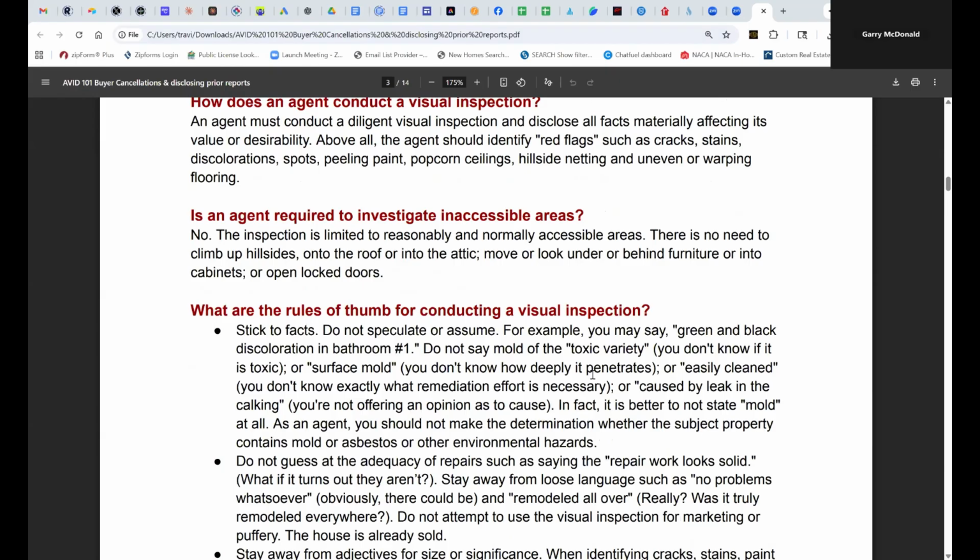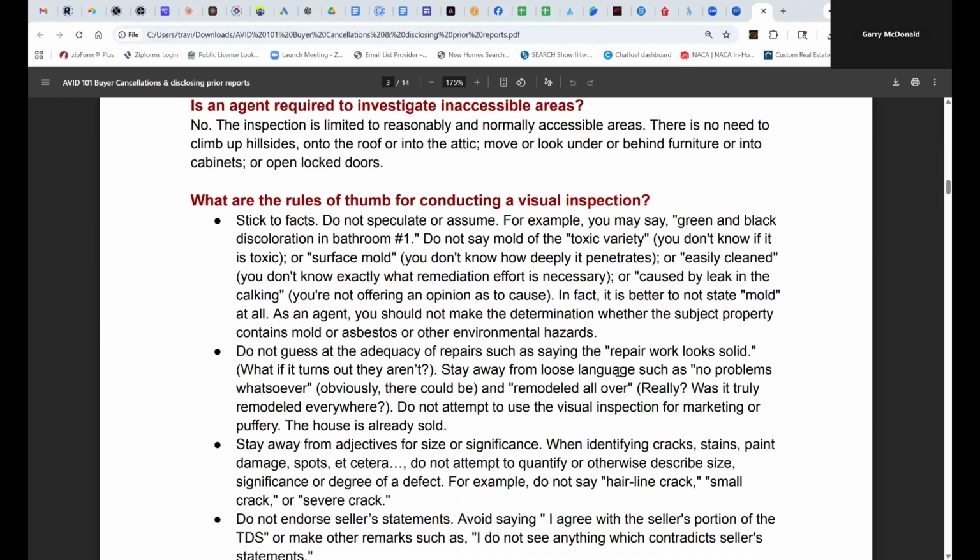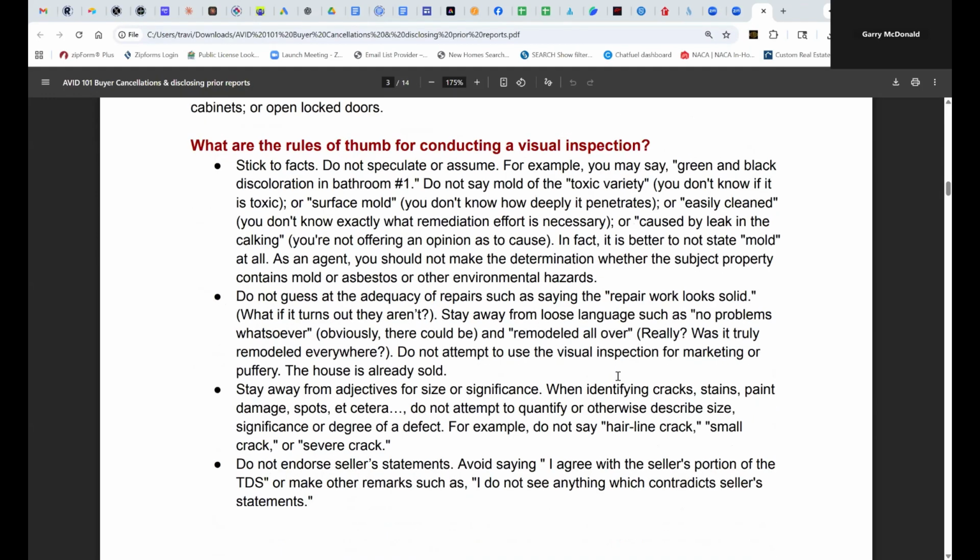So what are the rules of thumb for conducting a visual inspection? These are probably what you really want to focus on here. An attorney once told me, basically, when you're standing in the room, find something wrong. Is there a hole in the screen? Is there a scuff on the baseboard? Is there a dent in the wall? Is there a crack above the door? Those are all pretty common things. Those are the things that we're looking for here. Are there discolorations? What do we have going on?